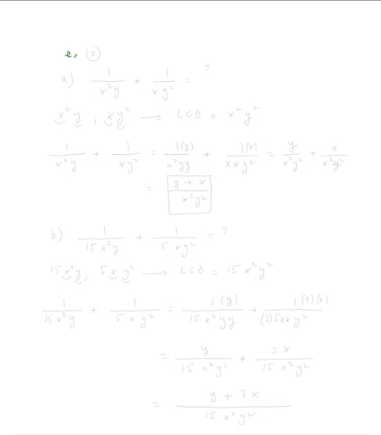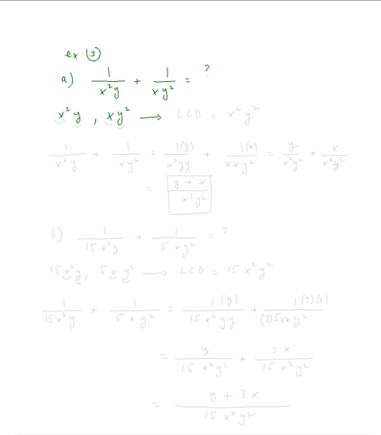Now let's do example 3, and there are two parts. Part A, we're going to try to add 1 over x squared y plus 1 over x y squared. So we need to find a least common denominator of x squared y and x y squared.